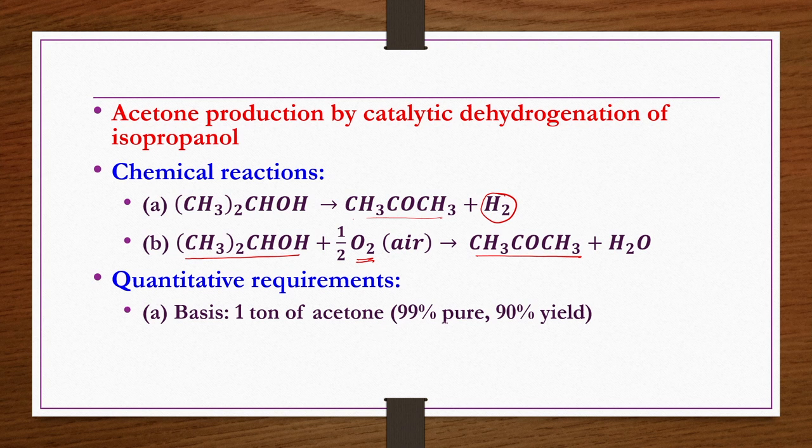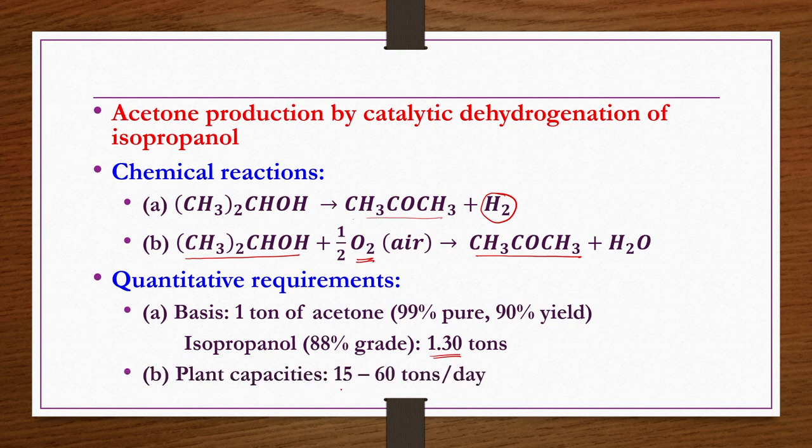Quantitative requirements: basis 1 ton of acetone 99% pure with 90% yield, isopropanol 88% grade, you require 1.3 tons, and it is the only raw material required. Plant capacity is 15 to 60 tons per day.